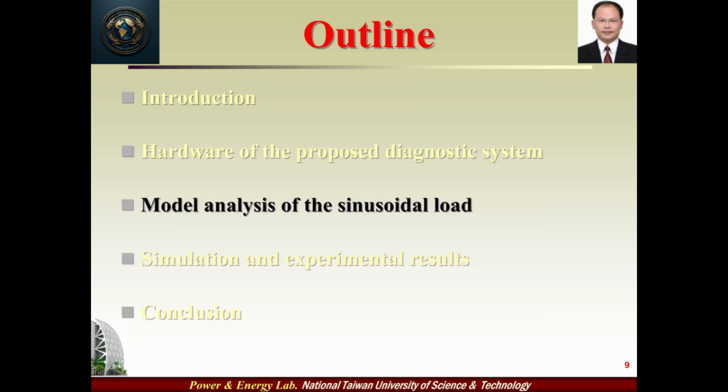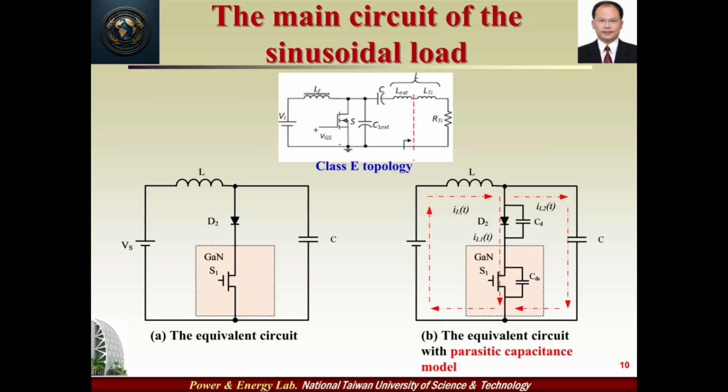Then, I will explain the model analysis of the sinusoidal load. The proposed sinusoidal load is developed from the Class E topology, which consists of 2 inductors, 2 capacitors, and 1 power switch. In this study, a tested battery module is used as the voltage source Vs. To generate the required bidirectional current behavior, the modified Class E circuit structure is employed.